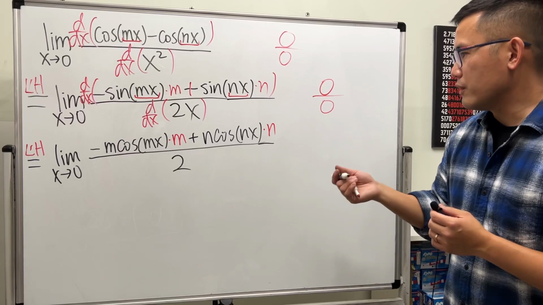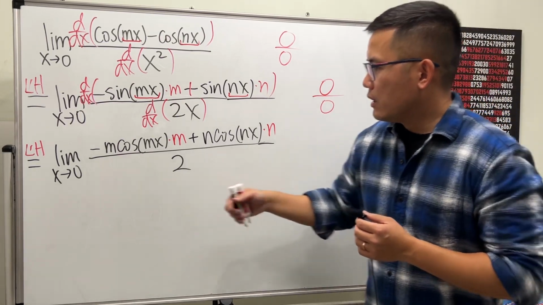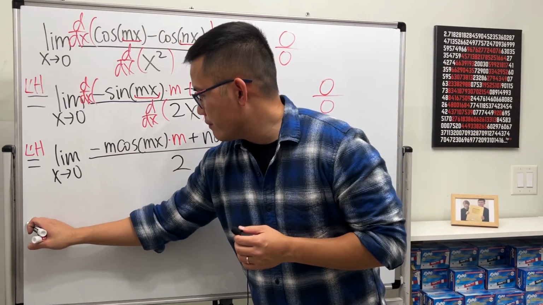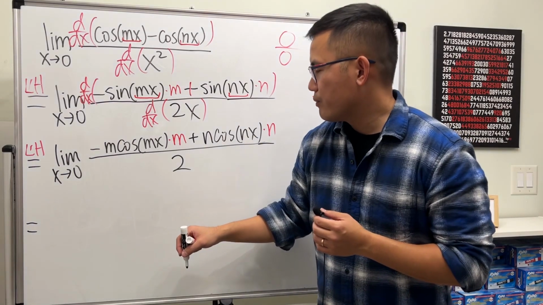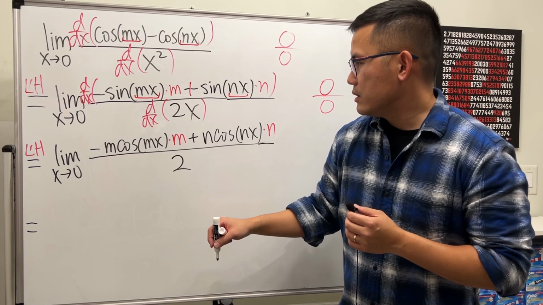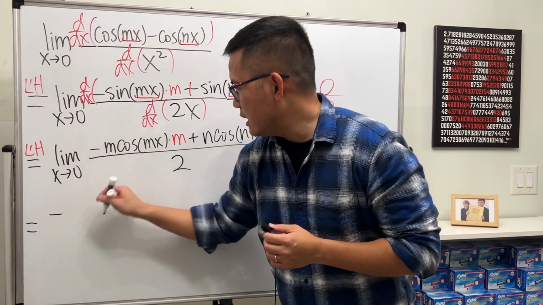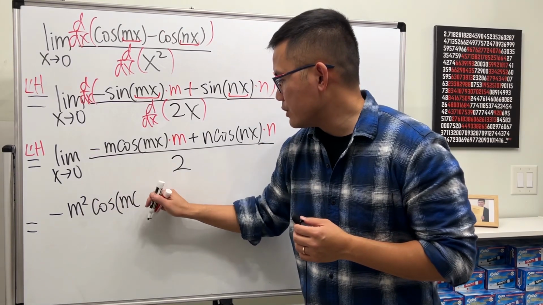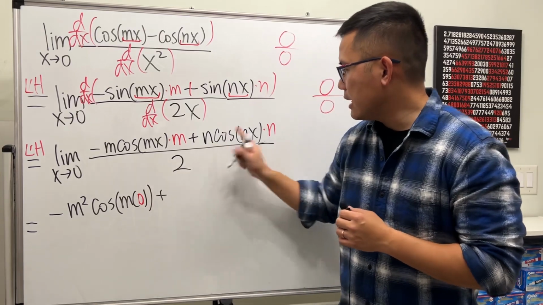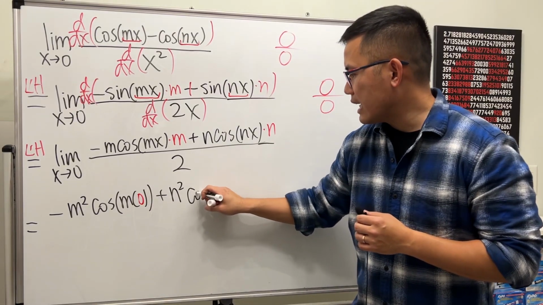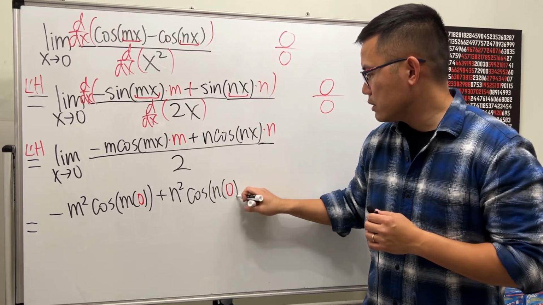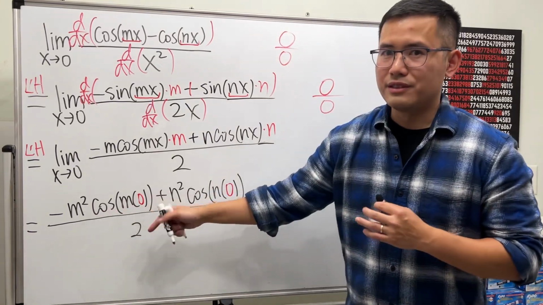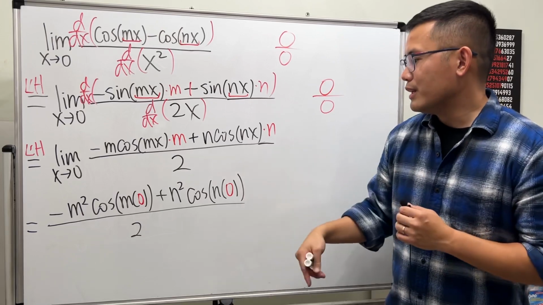So now we just have to write this down. When x is 0, this is 1, that's 1, so that's very nice. Okay, I'll write this down. So this becomes negative m times m, which is m squared, times cosine of m times 0, right? And then plus n times n, which is n squared, and then times cosine of n times 0, and then all over 2. But as I said, this right here is just 0, and this right here is just 0.